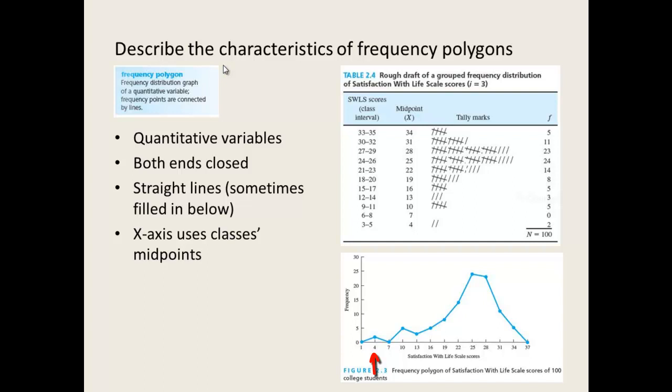In this sample, the smallest class with observations is from the interval 3 through 5. The midpoint of these values is 4 because it's the halfway mark between the lower and upper boundaries. Thus, the value 4 is the x value matched with the frequency count for that class. In this case, the x value is 4 and corresponds to a y value of 2 because there were 2 satisfaction with life scores in that class.